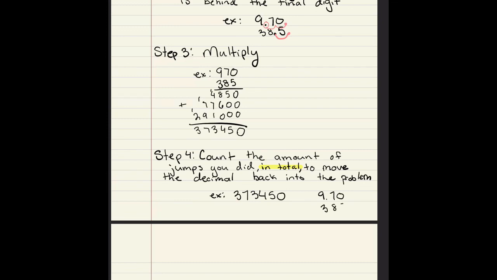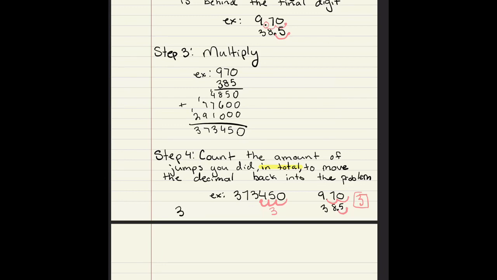If we write down how we already took our decimal out, we jumped 1, 2, 3. So we moved a total of 3 times. So now to put our decimal back, we have to do it 1, 2, 3. And that's your final answer then.